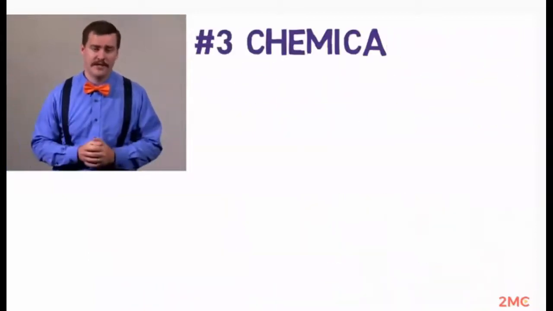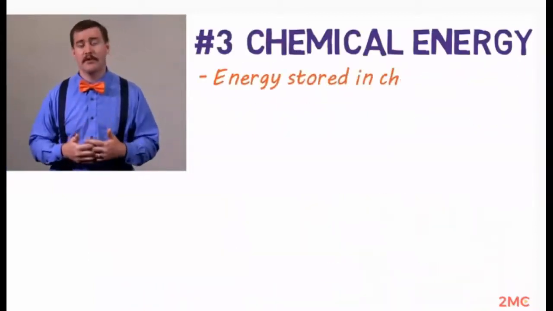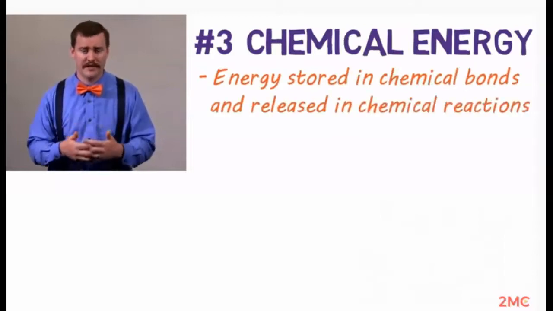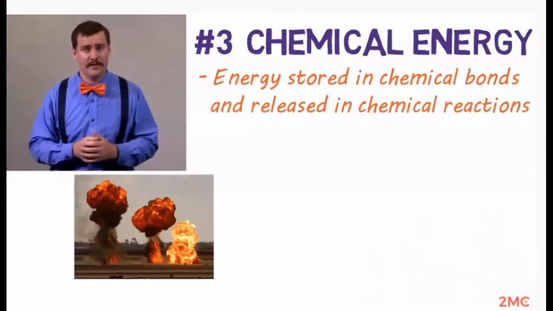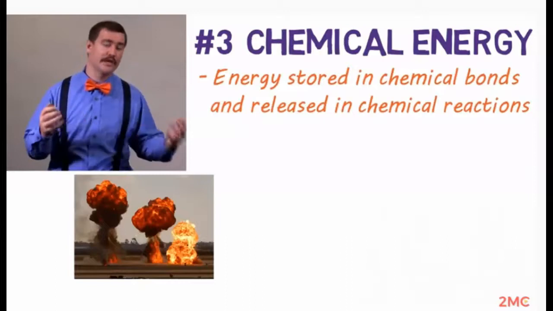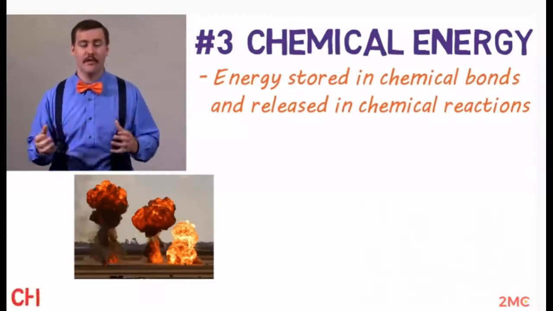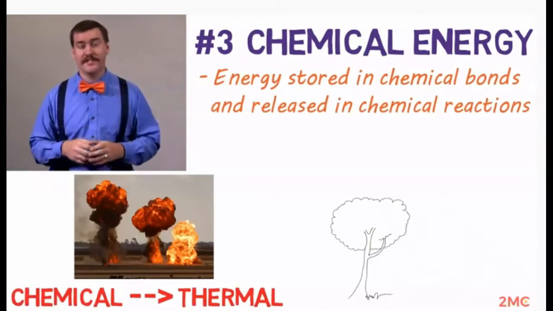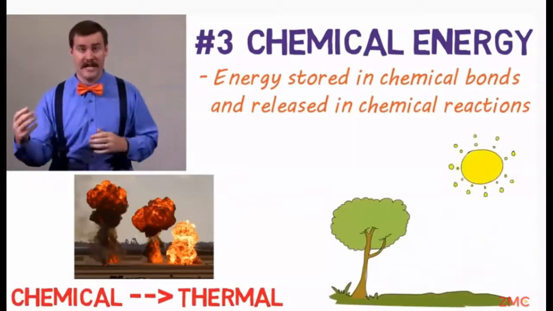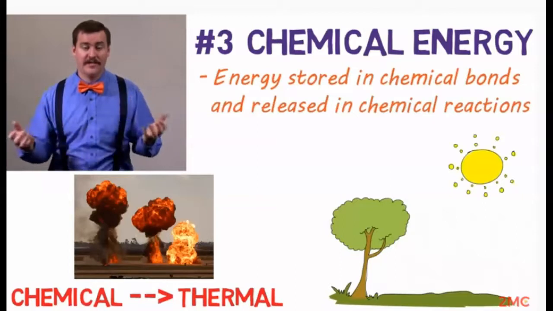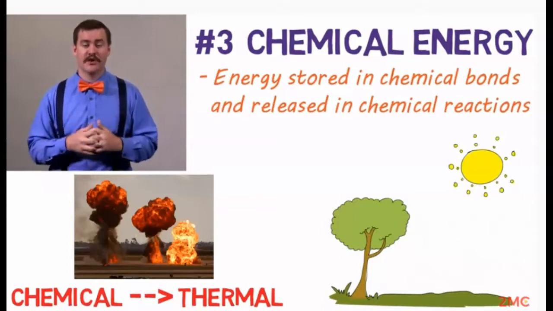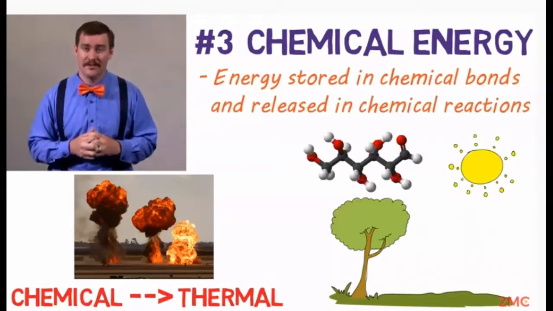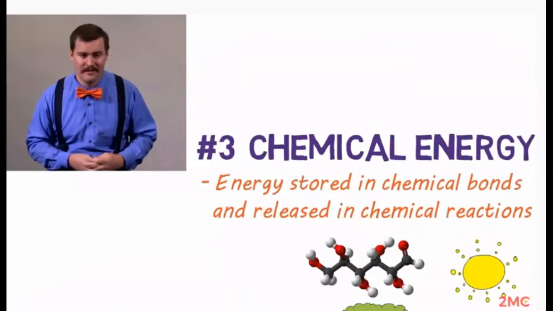Number 3 is chemical energy. This is the energy stored in chemical bonds and released through chemical reactions. The bomb example I mentioned earlier is not energy being created, but energy being transformed from chemical energy to thermal energy. Photosynthesis takes solar energy and converts it to chemical energy. So the energy from the sun is literally being stored in chemical bonds within plants, which is pretty sweet.